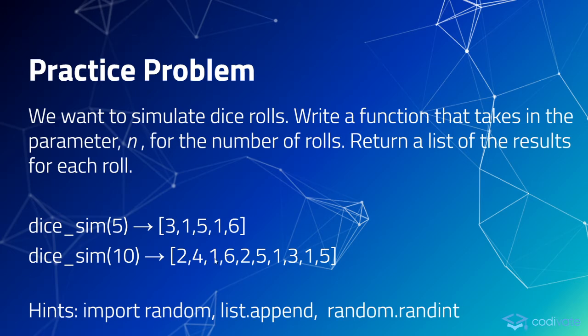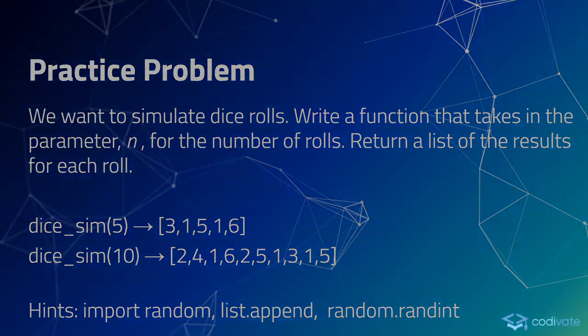And this will output a list of 5 dice rolls. We have 3, 1, 5, 1, 6. If we did diceSim with an argument of 10, it will give us a list of 10 dice rolls. So, as we know, a dice roll is just any random integer from 1 to 6. Some things to remember for this are to import the random module and call the randint method, and since we're adding each of the rolls to our list, we have to use list.append. So now would be a good time to pause the video, give this question a go, and play when you're ready to review it.